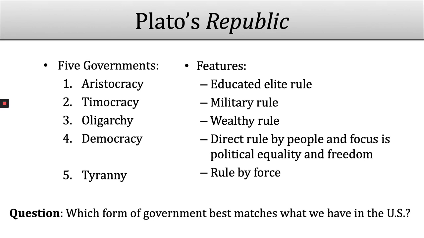Democracy would be a direct rule by the people and the focus on political equality and freedom, the access to power. And then the final one would be a tyranny, which is a rule by force, which would actually also be maybe in part what North Korea might be as well, and maybe a little bit of Cuba, at least under Castro's rule.